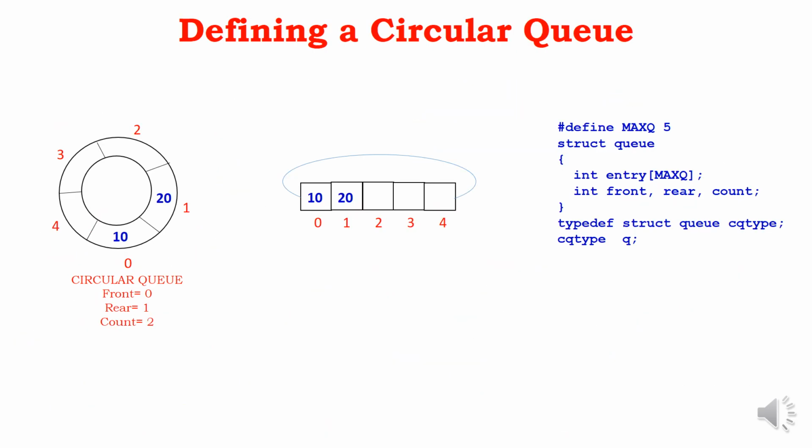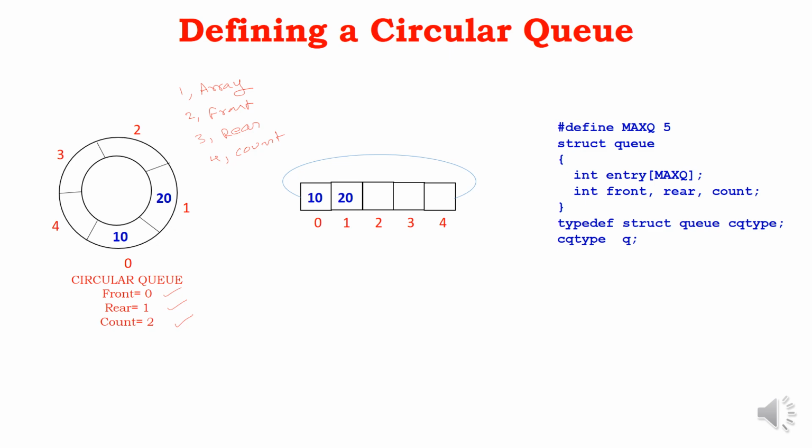Defining a circular queue. A circular queue can be defined as a structure consisting of 4 members. First one is an array to hold elements of the circular queue. Second one is front to hold the position of the front element or first element. Third one is rear to hold the position of the last element. And fourth one is count to keep track of the count of values that are stored in the queue. See here, there is an array which holds values, and along with this we maintain front, rear and count.